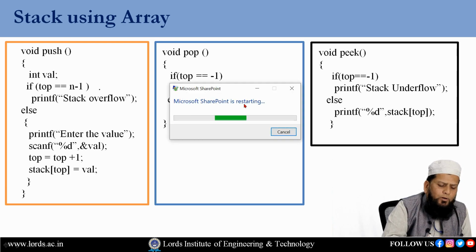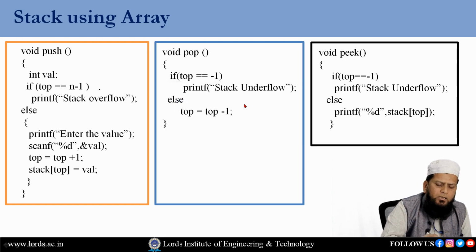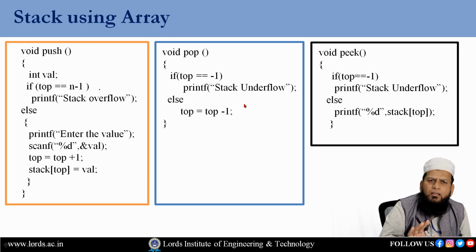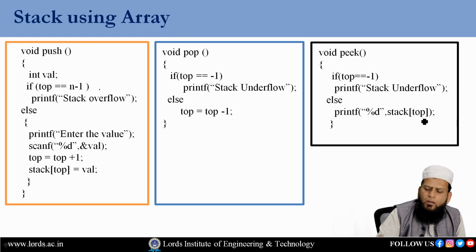Okay, so now moving to the next operation, that is the peek operation. Here, as we have already discussed, the peek operation will display the topmost element of the stack without removing it from the stack. So it will not remove the element, but just display the topmost element. So here, if top is equal to -1, it means the stack is empty. Then we are going to display the message stack underflow. Else, in the else part, we are going to show the topmost element, that is percentage d and stack of top.